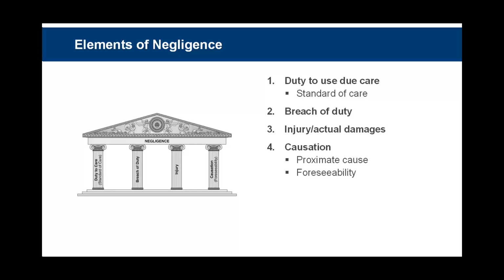4. Causation. In here we have 2 elements. 1. Proximate cause, causation. The injury must be directly caused by the breach of duty. In our example, the infection is a direct result of the surgeon's failure to sterilize instruments. The second element, foreseeability.